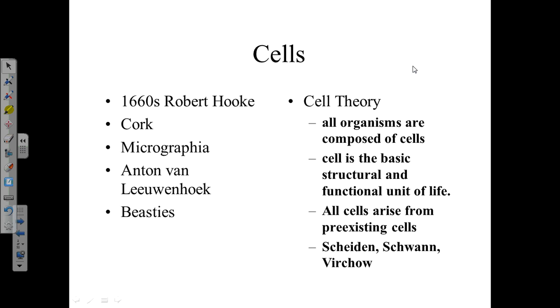But in the 1660s, this guy named Robert Hooke starts looking at a piece of cork, like you put in a bottle, right? Cork in a bottle. Where's cork come from? Where at in the tree? The bark. It's just underneath the bark. Usually it comes from oak trees.